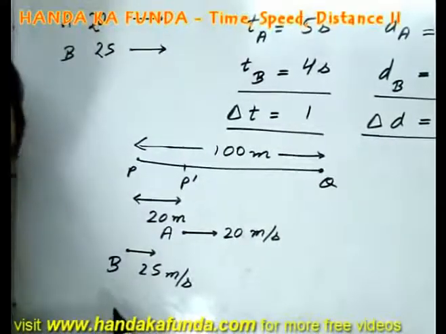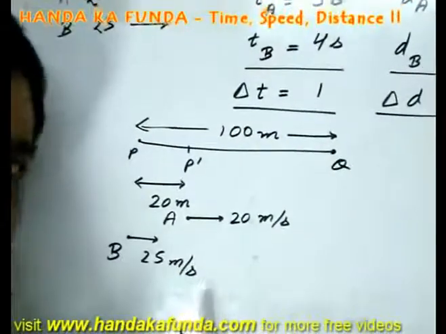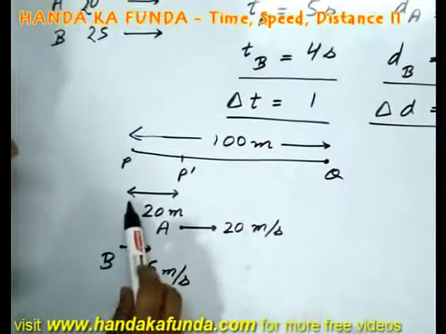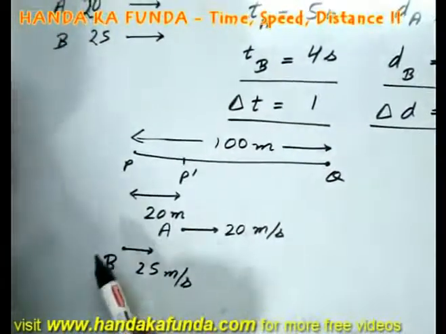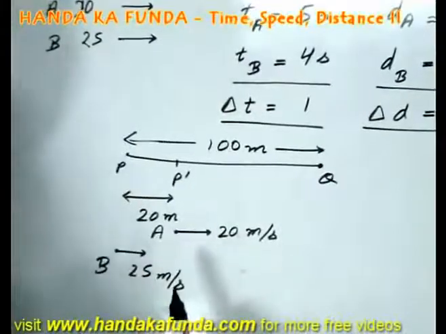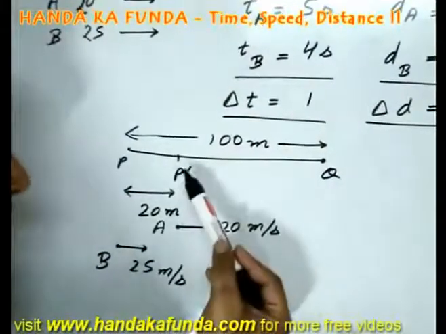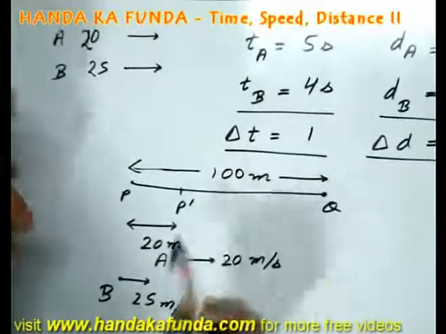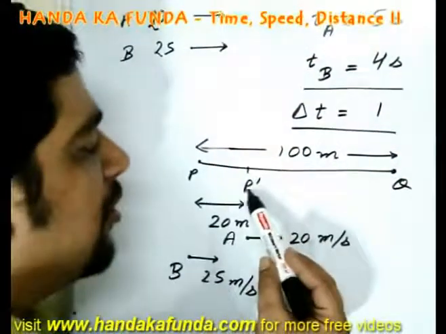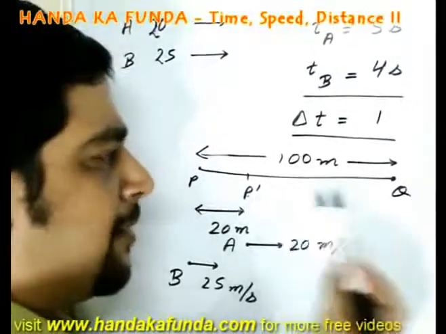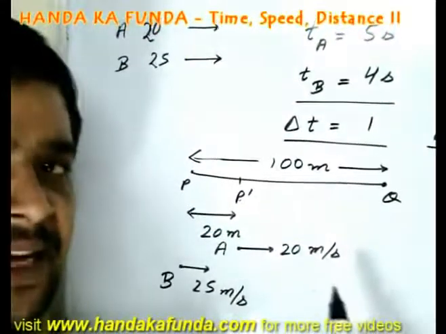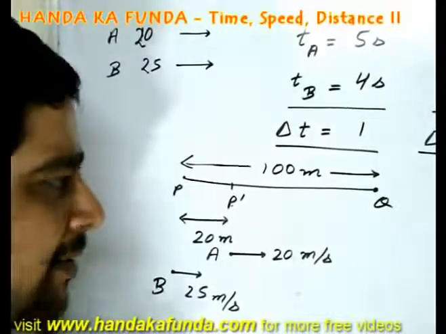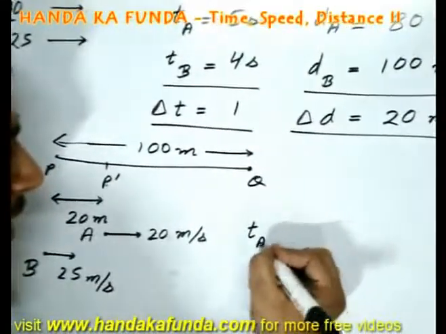Since B is the faster guy, he decides to give A an advantage. He decides to give A an advantage of 20 meters, which is also referred to as a start of 20 meters, which means A will start from a point P dash, which is 20 meters ahead of B, which means that A has now to cover only P dash Q, which is 80 meters, whereas B has to cover the entire distance, 100 meters. So think about it, how much time will they take?